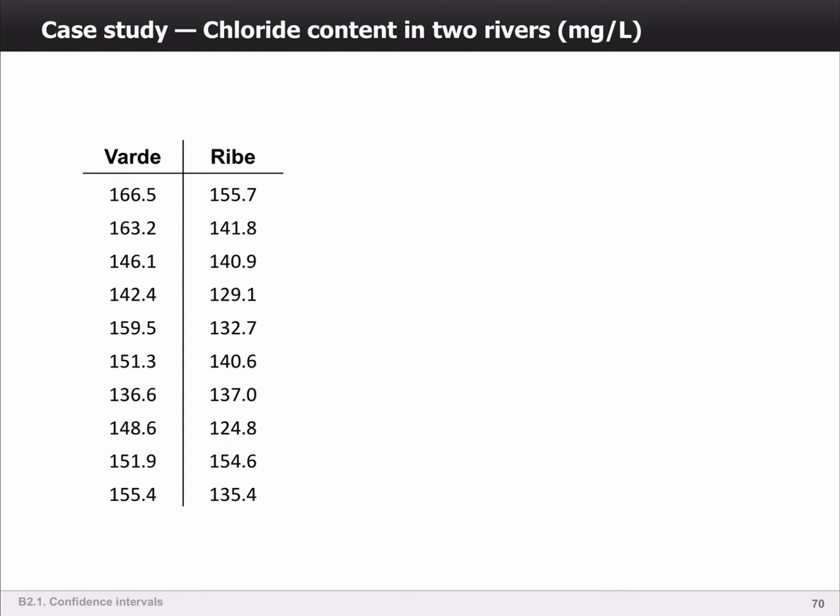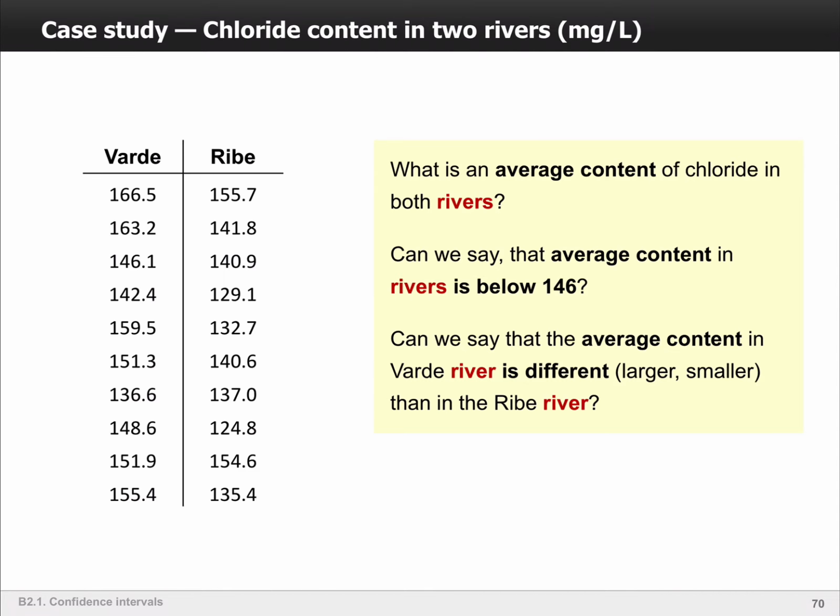Now I can show you some calculations, how to calculate the confidence interval for the difference of means for our case, WADA and RIBA. So that will answer the last question, right? Can we say that the average content in WADA river is different than the RIBA river? Okay. So I will just remind you some statistics that we have.